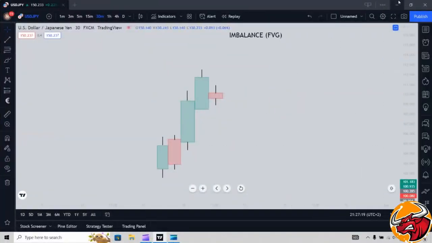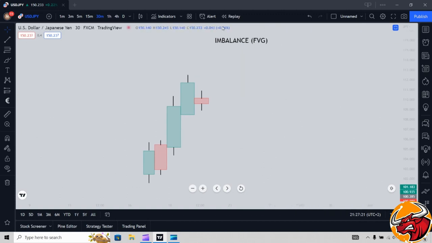Hello guys, to the third lesson. Today we will talk about imbalance. I had drawn some candlesticks here to show you an example. And then we will see an example on a real chart.